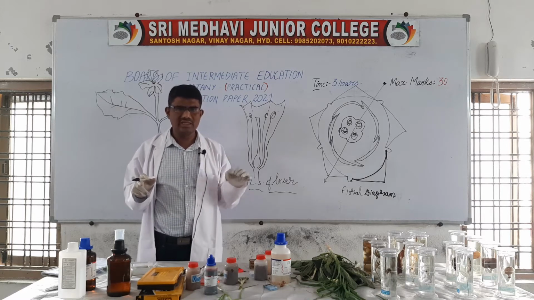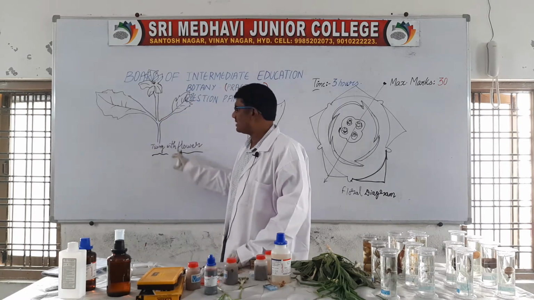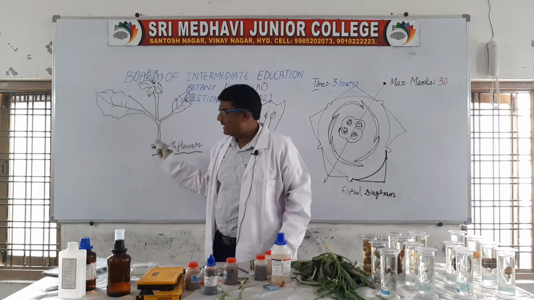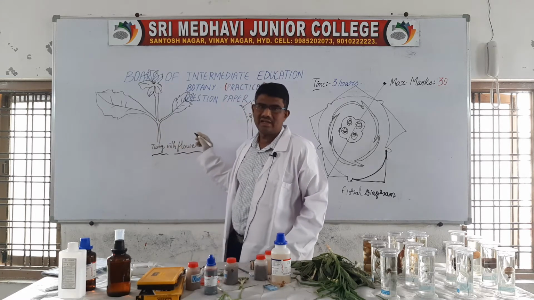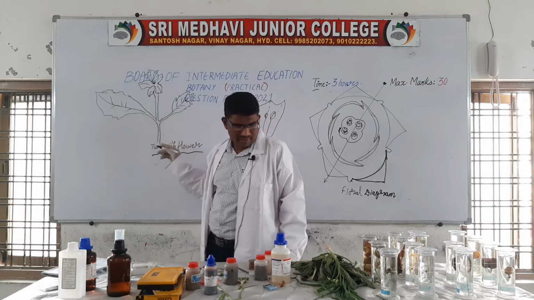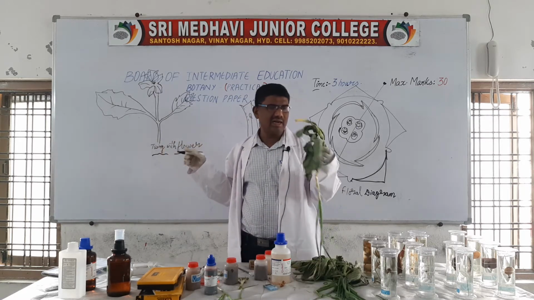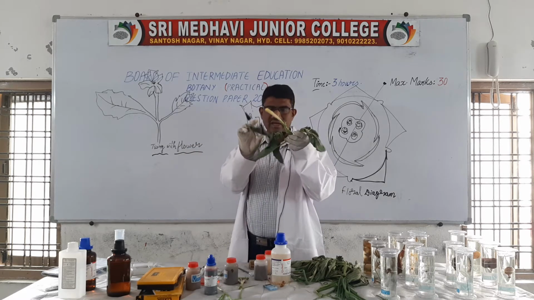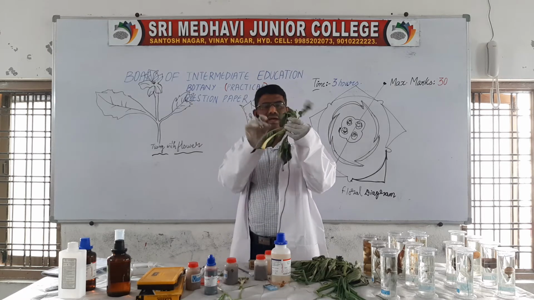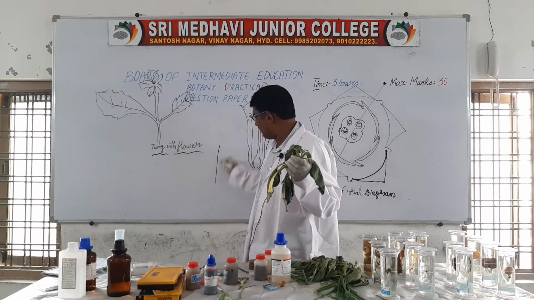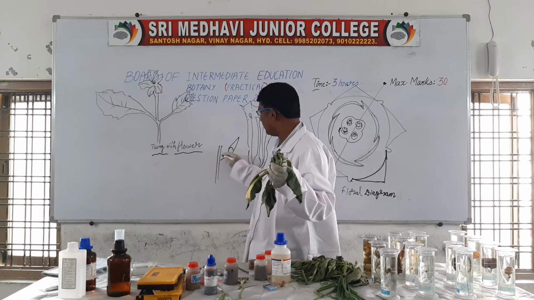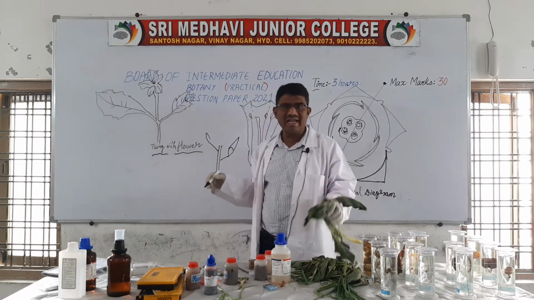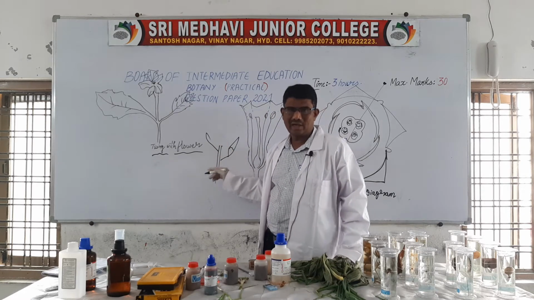You have to draw this. First, twig with inflorescence. In this, the special character is that all the leaves are arranged alternately in the Datura family, but at the place of inflorescence, the remaining are alternate, one leaf arising from here, one leaf arising here. This is alternate phyllotaxy. The arrangement of leaves on the stem is called phyllotaxy.